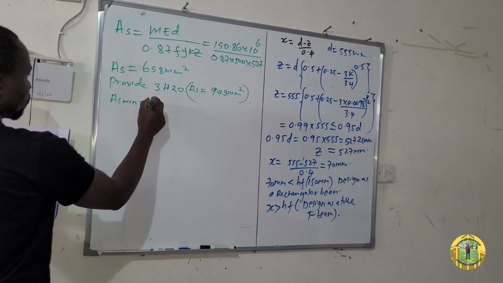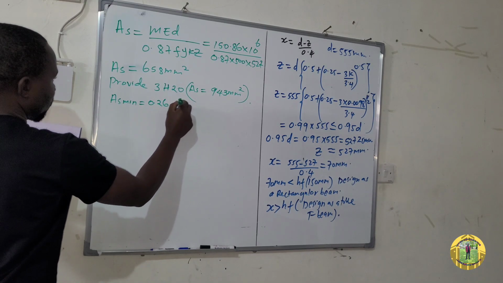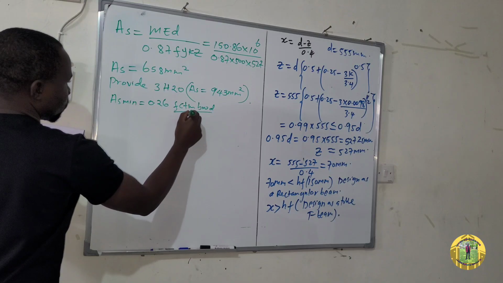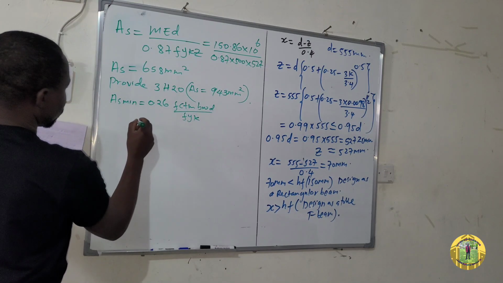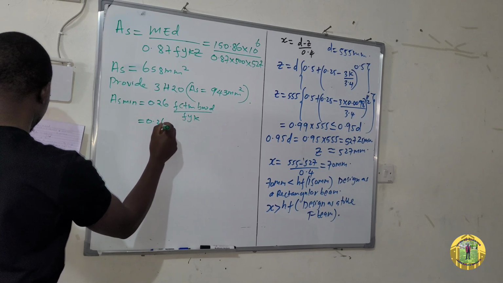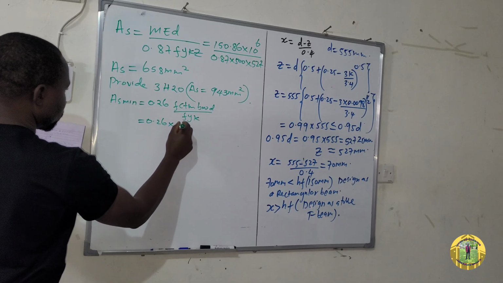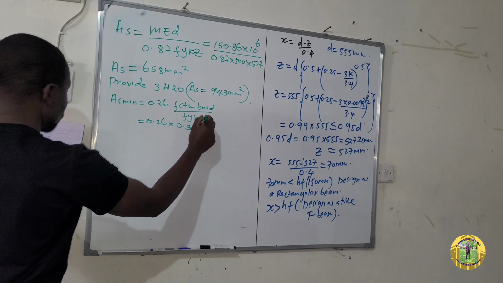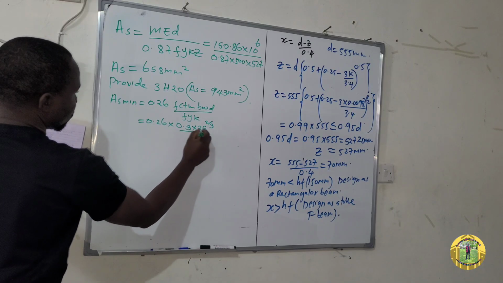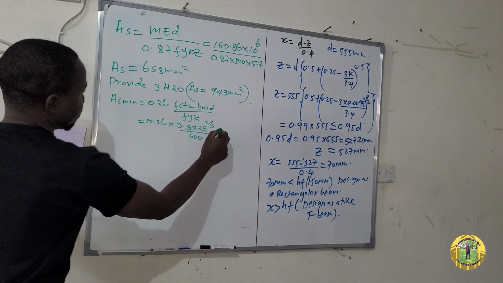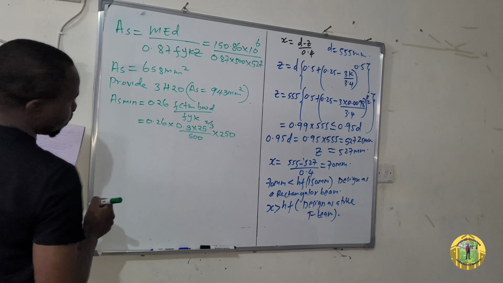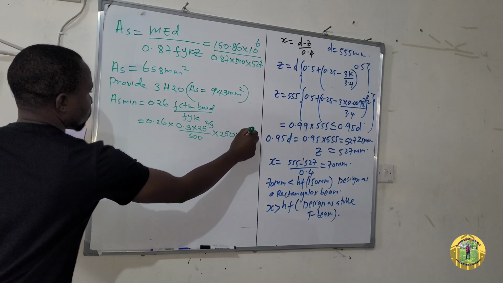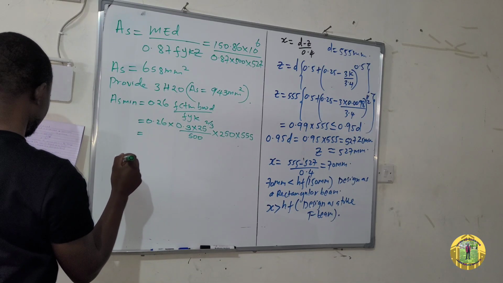is equal to 0.26 FCTM BWD all over FYK. So this one is equal to 0.26 times 0.3 times 25 raised to the power 2 over 3 all over 500, then times BW is 250, that is the breadth of the web, then times D is 555. So this one will give us 185.